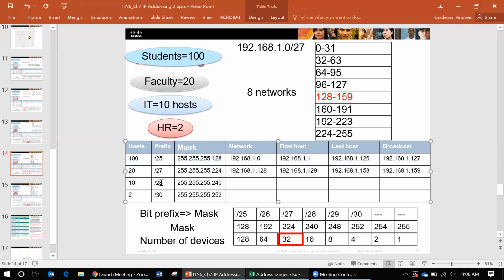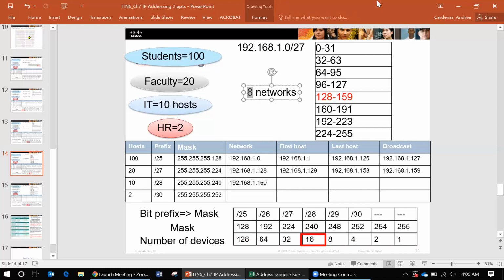Now we need to move on to the third network. For IT, we need 10 hosts. So what is it going to start with? We know that this one ended at 159, so this one's going to start with 160. Well, if you do a /28, you actually have 16 addresses. So that's going to be a lot of networks. And it's going to double this one. It's going to be 16 addresses.